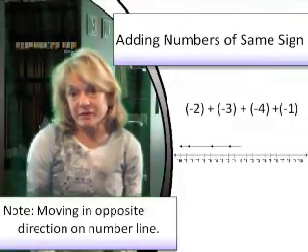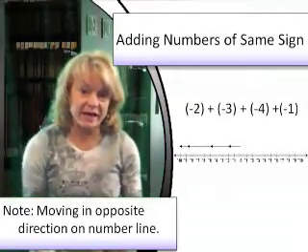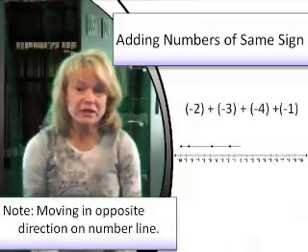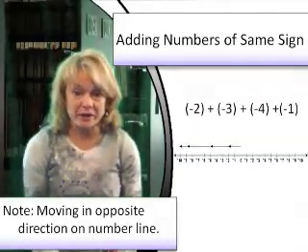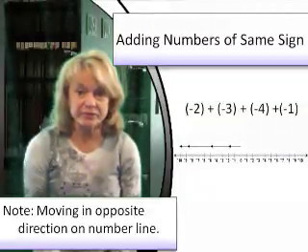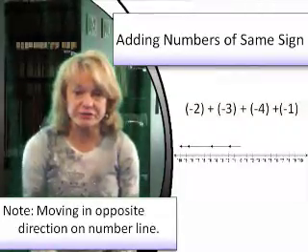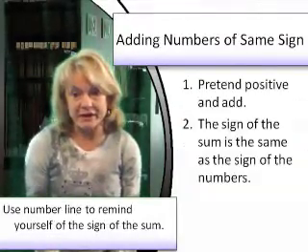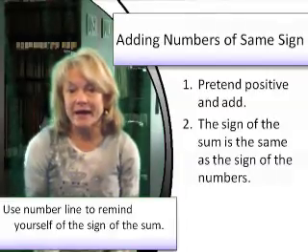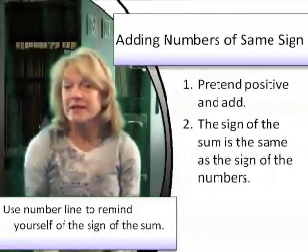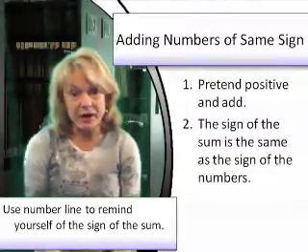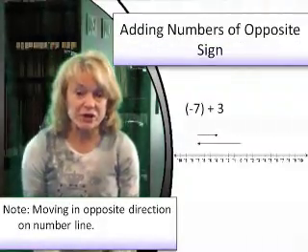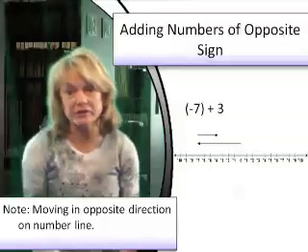Now, as for adding negative numbers, we are always moving to the left or negative direction on the number line. Therefore, the result will always be negative. Here's what we can summarize so far. If the numbers you are adding are the same sign, add the magnitudes or number parts, and then keep the sign of those numbers.